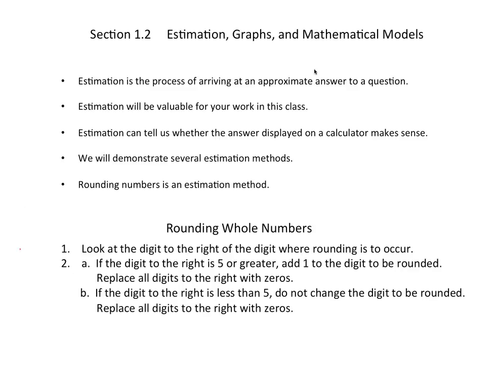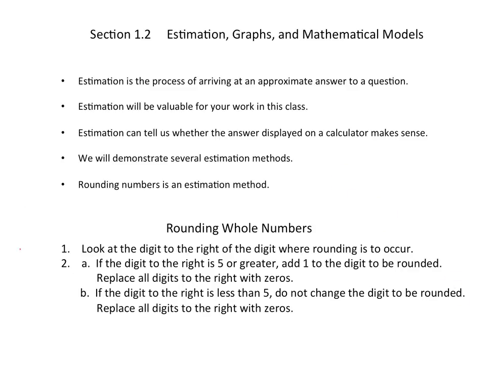Making mistakes with a calculator or a computer is easy. Estimation can tell us whether the answer displayed for a computation makes sense or not. In this section, we demonstrate several estimation methods. In the second part of the section, we apply these techniques to information given by graphs. Performing computations using rounded numbers is one way to check whether an answer displayed by a calculator or a computer is reasonable. Rounding whole numbers depends on knowing the place values of the digits.